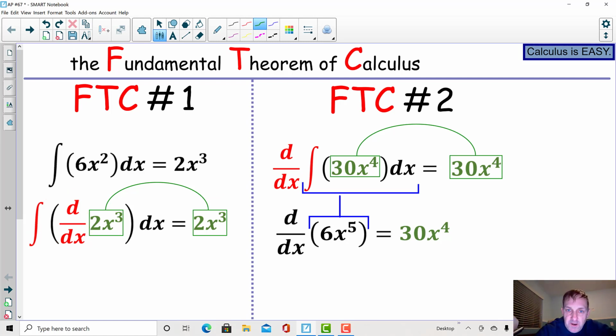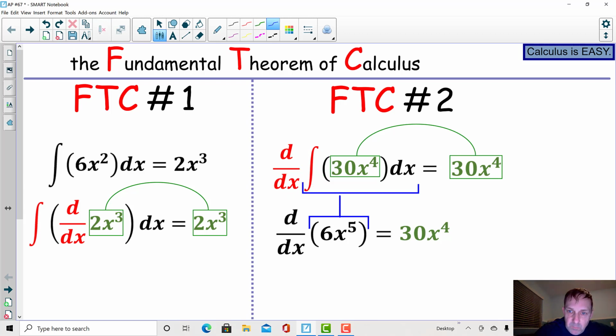Now let's take a look at the other type of fundamental theorem of calculus. We're calling this fundamental theorem of calculus number 2. And that's if you go the other direction. So that's if we do the derivative of the integral. We're also saying that those two things cancel, and your final answer is just whatever's inside.